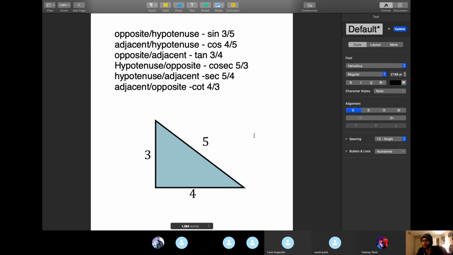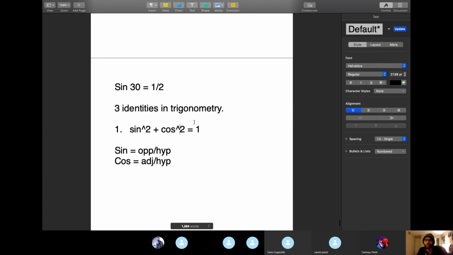Parv, that's a good strategy, but remember that you have to square it, not just add it. This is sine squared plus cos squared is 1, not sine plus cos. Sine plus cos is not 1. Sine squared plus cos squared is 1.